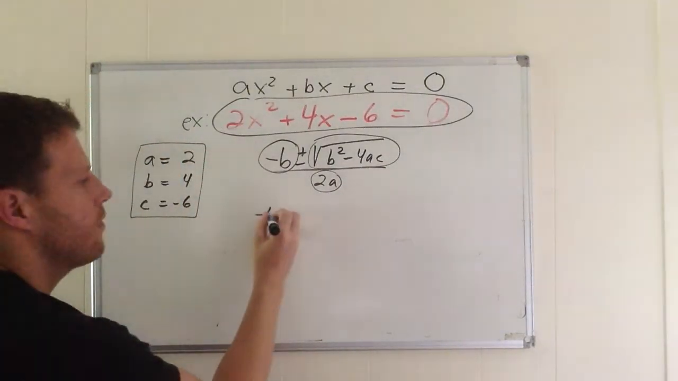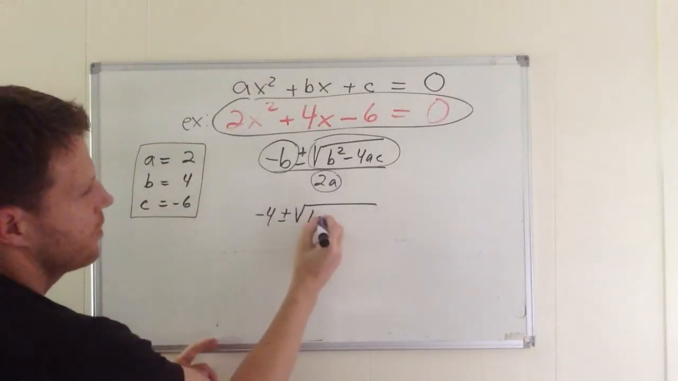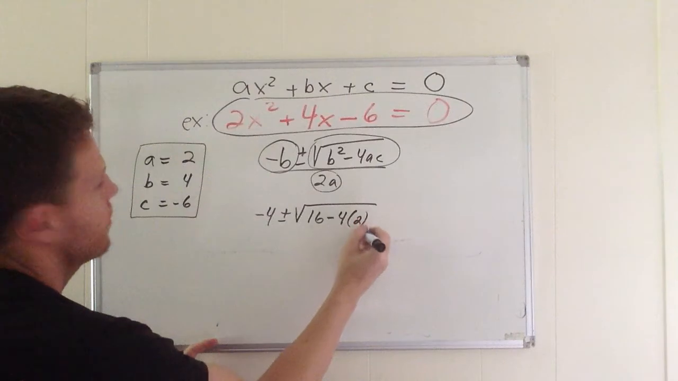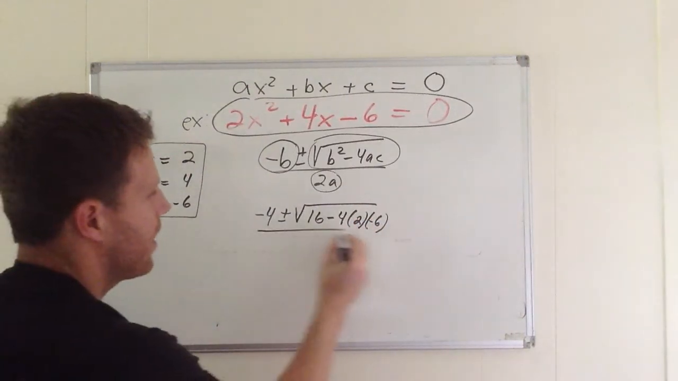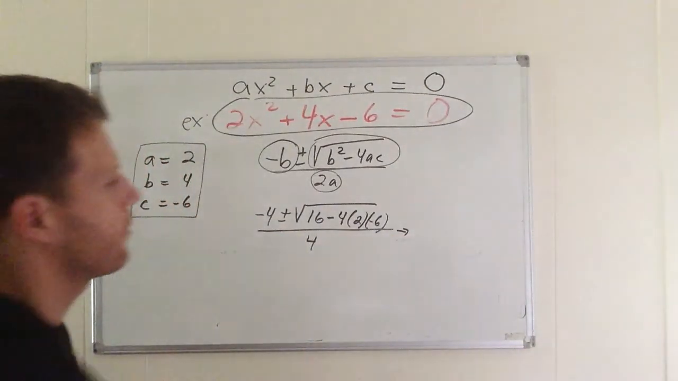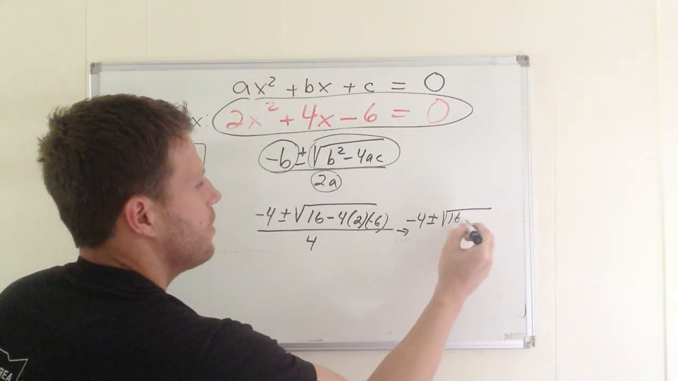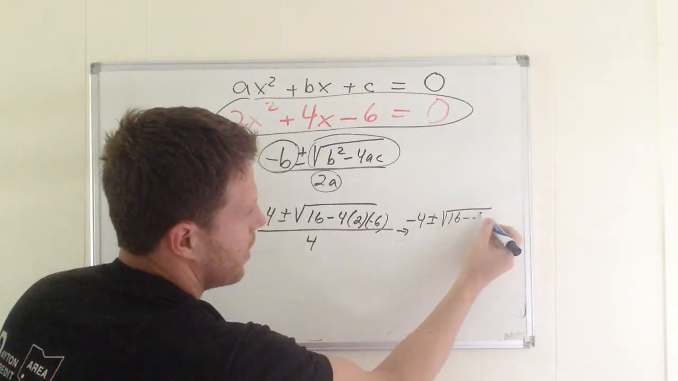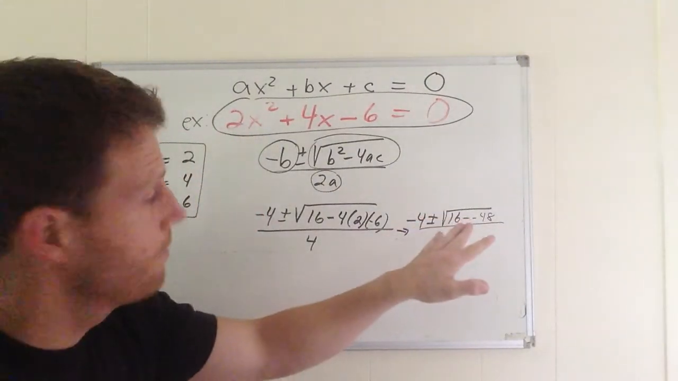So negative b is a -4, plus or minus the square root of b squared, 16, minus 4 multiplied by 2 multiplied by a -6. Now what is this product here? We'll work that out, divided by 2a, which is 4. So let's convert this: -4 plus or minus the square root of 16 minus the product. 4 times 2 is 8, multiplied by -6 is -48, over 4.